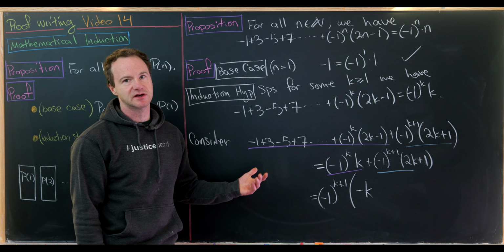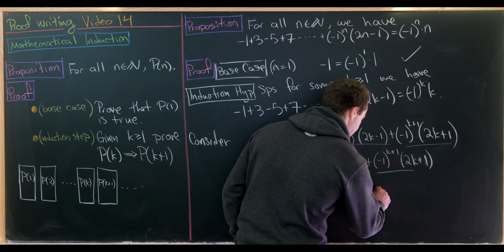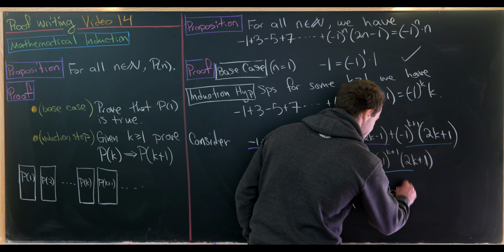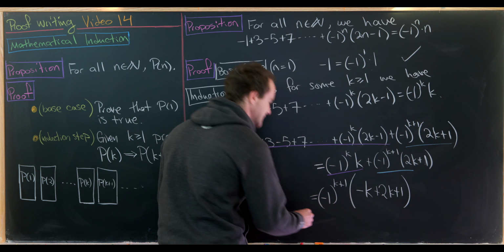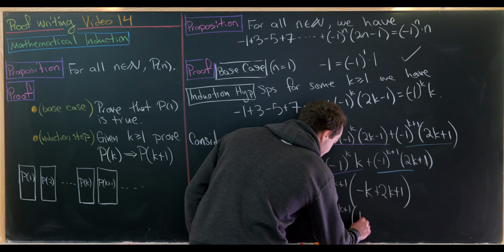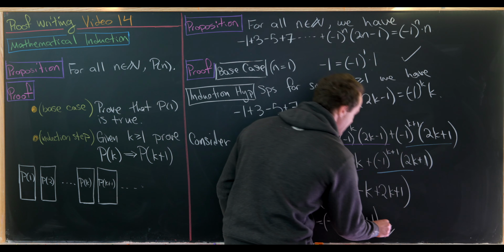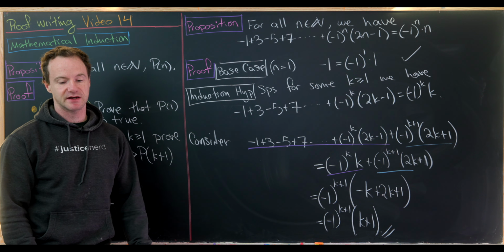So I think that's pretty clear because we're essentially just dividing by minus 1 there. And then we'll have plus 2k plus 1 left over from the second term. But now that simplifies quite nicely to minus 1 to the k plus 1 times k plus 1, which is exactly where we needed this to end to finish this proof by induction.